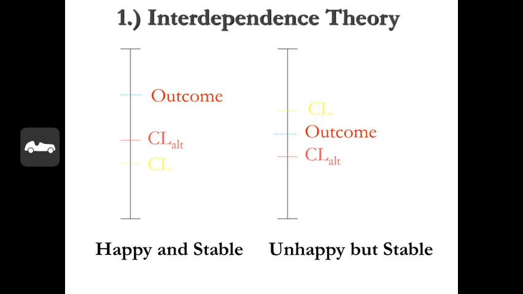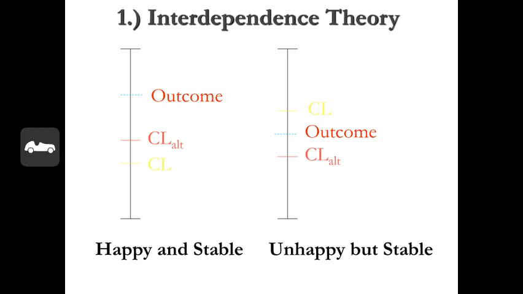So the question here is, are you happy? Well, yes, because your outcomes exceed your expectations. The outcomes are way above your CL. So you're getting more from that relationship than you would expect to get or believe you deserve to get. The next question is, are you stable? And here, again, the answer is yes. Your other options, or your comparison level for alternatives, can't give you as good outcomes as you currently have, right? The CL alt is lower than your current outcomes. So you are happy and stable here.